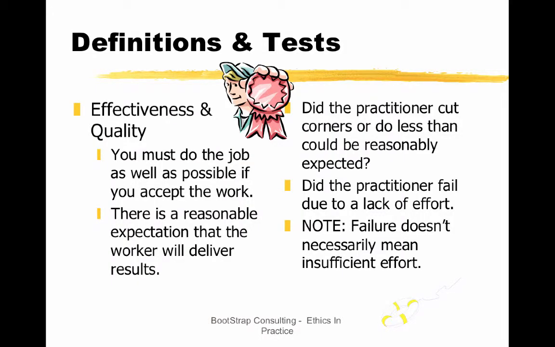This one, I really want to point out that on the left-hand side of these principles is the definition, and on the right-hand side is the test. How can you tell? So this was our first module. Effectiveness and quality basically says that I have to do my job in a way that I know is likely to work. I can fail, but not knowingly go into something expecting to fail.